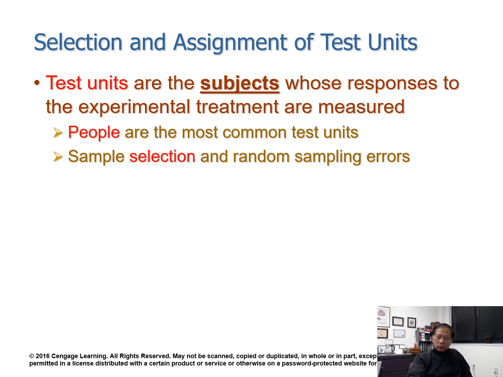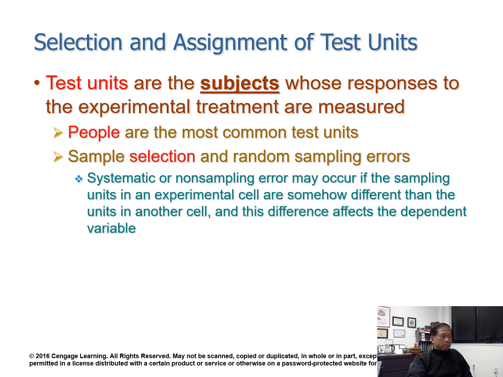Sample selection and random sampling. There could be random sampling errors with sample selection. Okay? Systematic or non-sampling error may occur if the sampling units in the experimental cell are somehow different than the units in another cell, and this difference affects the dependent variable. So you be careful with that.